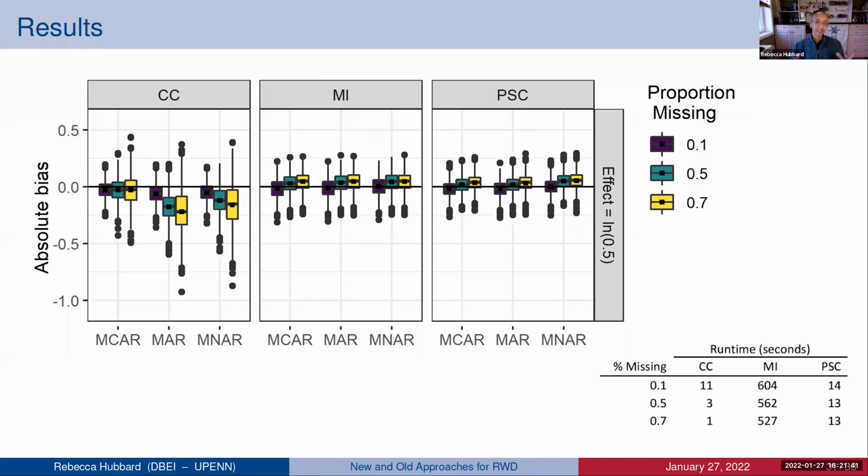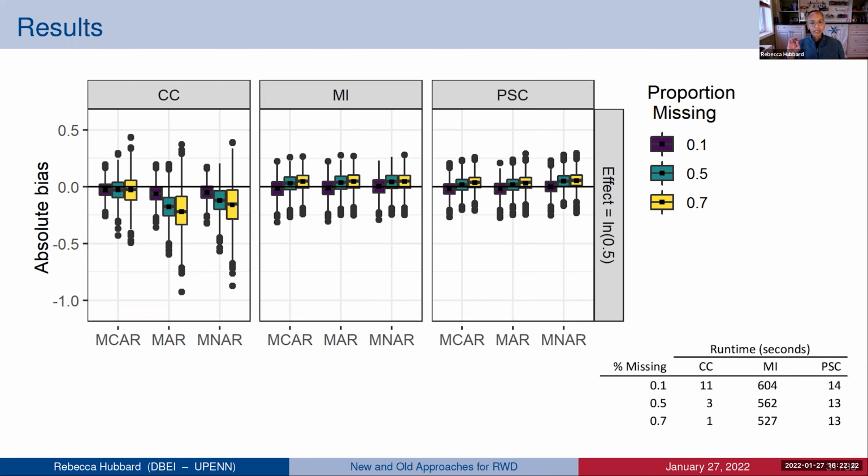The main takeaway that I get from all of these simulations is the complete case approach, not surprisingly, is inefficient. When the data are missing at random or missing not at random, we start to see bias, especially under high levels of missingness. We can correct and remove most of that bias using either multiple imputation or propensity score calibration, and the 2 approaches perform basically indistinguishably. So in terms of bias, in terms of efficiency, and also in terms of the confidence interval coverage probabilities that I'm not showing you, but you have to take my word for, the performance is essentially equivalent.